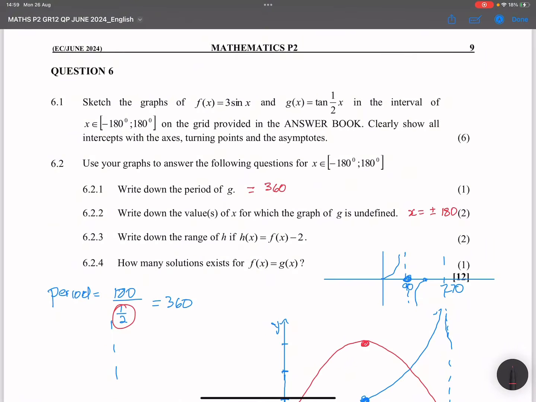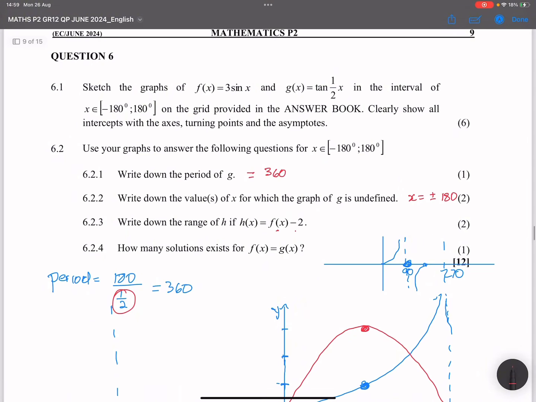They say write down the range of h if h of x is f of x minus 2. Now I want you to think about it. The range of f of x is y is an element of minus 3 to 3. Now if I subtract 2 from that graph, which means we are taking it down by 2 units, I'd have y is an element of, notice this would be minus 3 minus 2, which would be negative 5, and 3 minus 2 would give me 1. Okay, so that would be the range of our graph. Let me just remove this. This thing sometimes just becomes stubborn for nothing. So we said then we're going to have y is an element of minus 5 to 1. Okay, so that's the range.